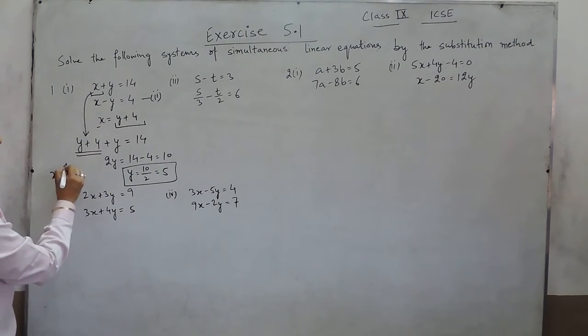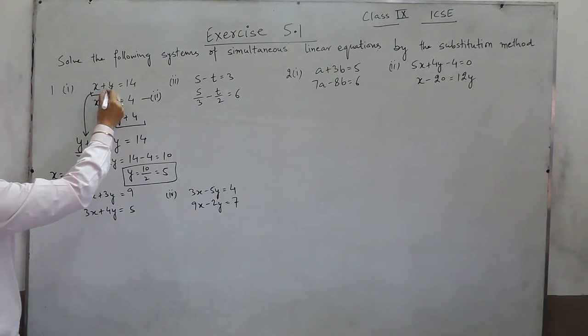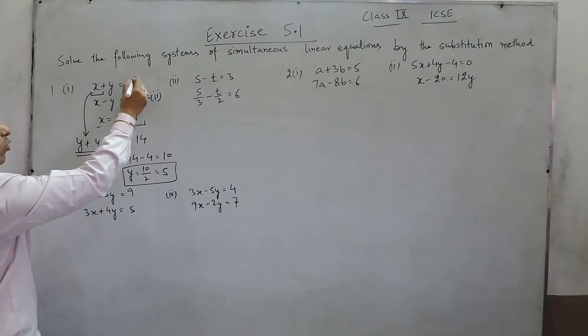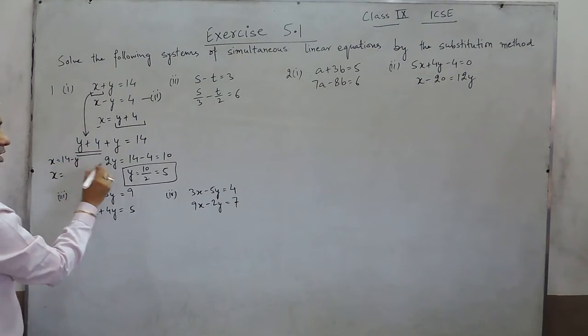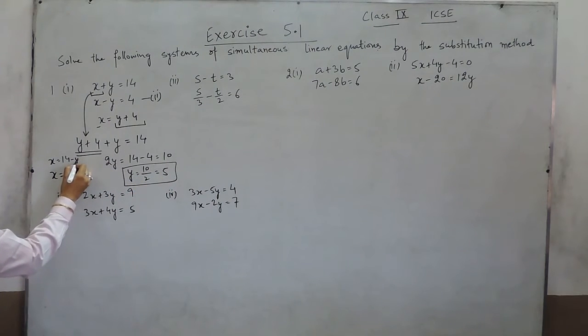So x plus y is 14, that means x is equal to 14 minus y. We already know the value of y is 5. If I put the value of 5 here, 14 minus 5 is 9. So the value of x comes out to be 9.